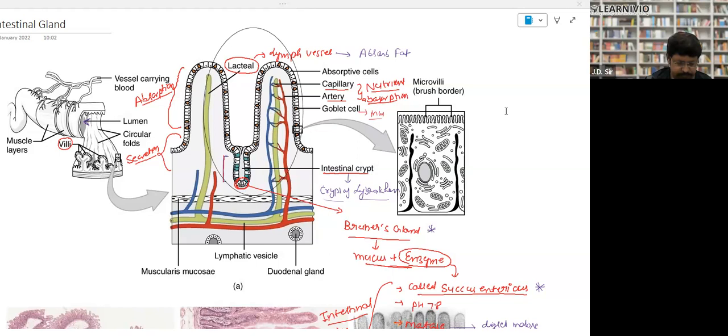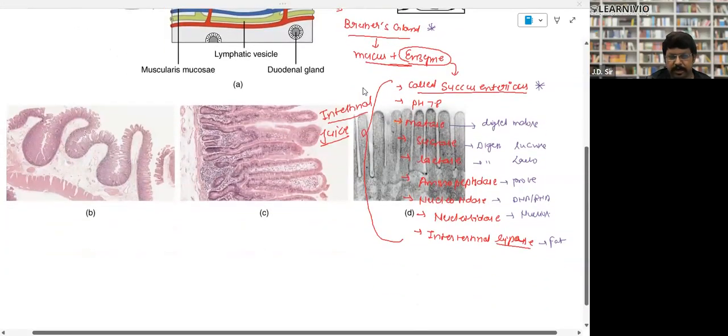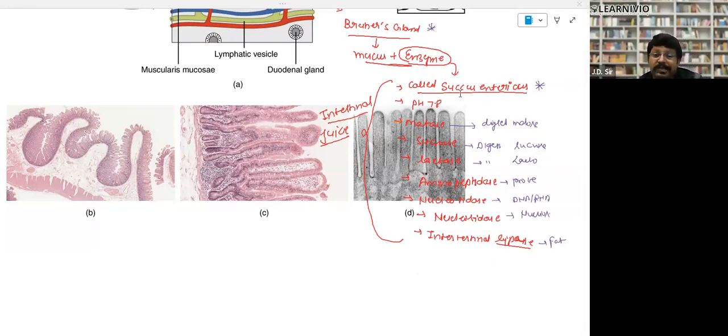Martin? Okay. Now please note down the secretion of Brunner's gland, right? Is it visible to you people? Brunner's gland secretes mucus plus enzyme. The enzyme is called succus entericus, right? This is important. And collectively they are called intestinal juice.